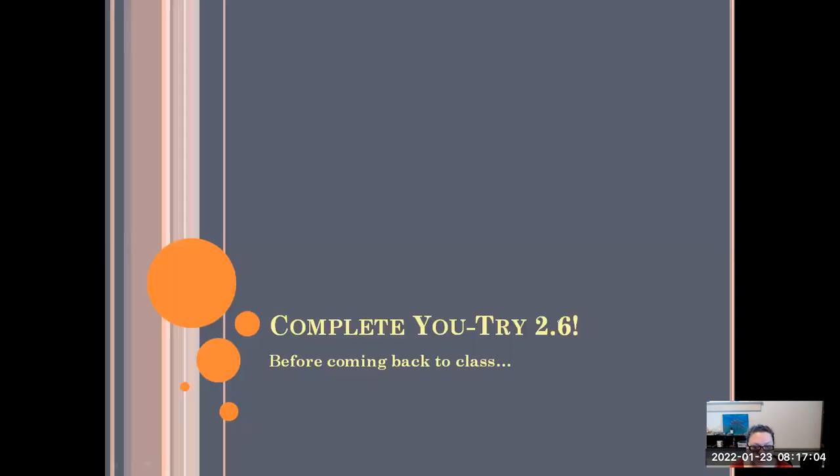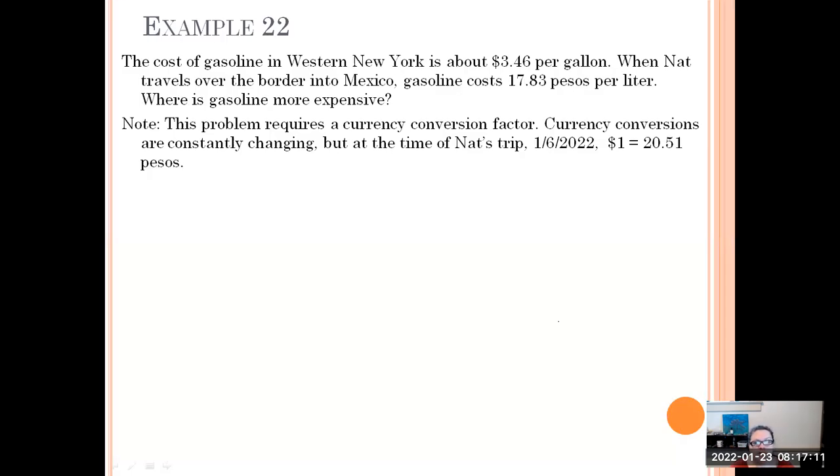At this point, complete You Try 2.6. Before I come back to class, this is something I would have asked you. Example 22: the cost of gasoline in Western New York is about $3.46 per gallon. When Nat travels over the border into Mexico, gas costs 17.83 pesos per liter. Where is gasoline more expensive? Note the problem requires a currency conversion factor. Currency conversions are constantly changing, but at the time of Nat's trip, which was January 6th of this year, it was $1 for 21.51 pesos.